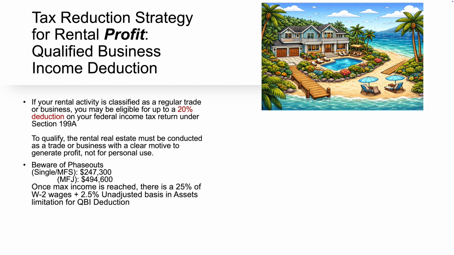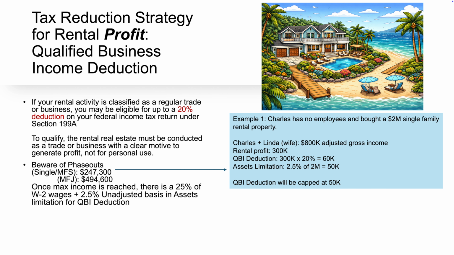But theoretically, if you want to increase your limitation, assuming you're making over $500,000 if you're filing jointly, you can hire employees under your rental property to help boost it up if your 2.5% limitation is not enough. So Charles has no employees. He bought a $2 million single family rental property. He's married, his wife is Linda, and they make a combined adjusted gross income of $800,000. Of that, $300,000 is rental profit.